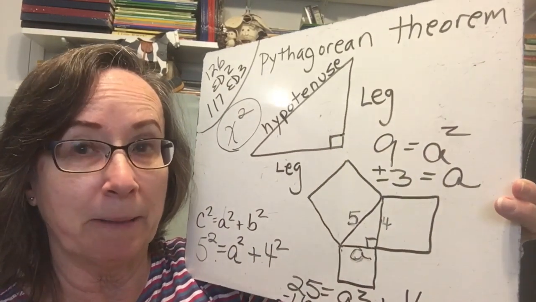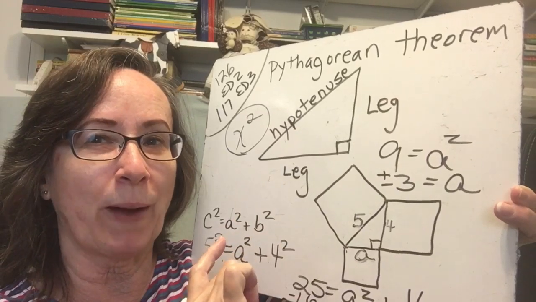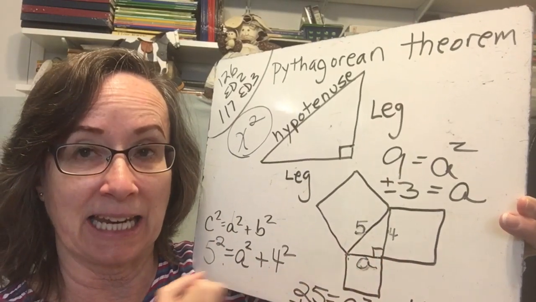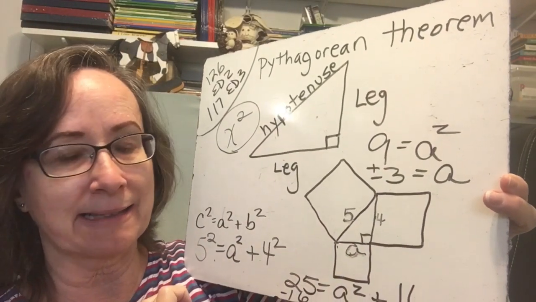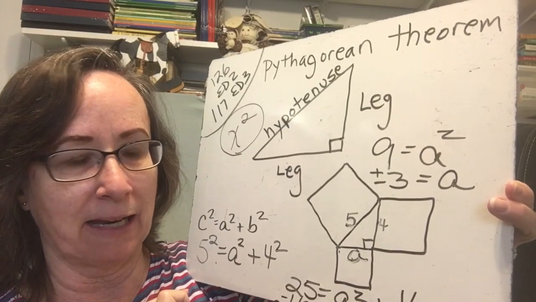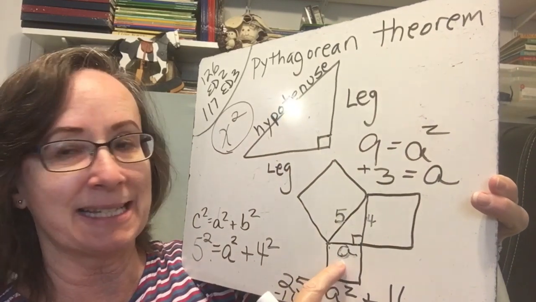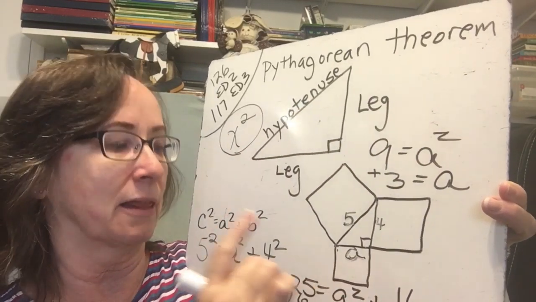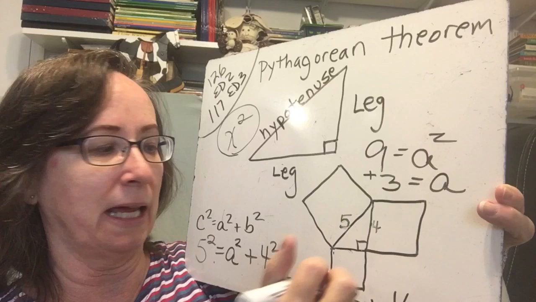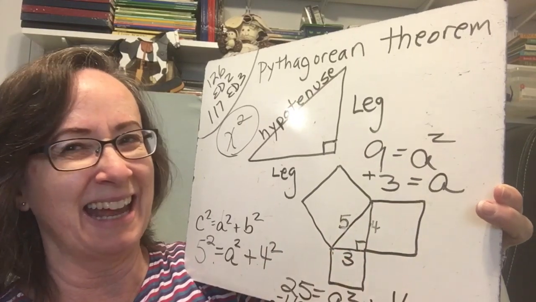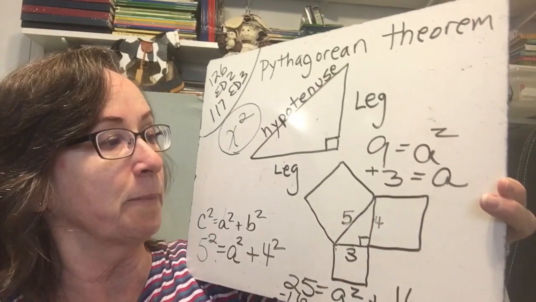But wait a minute. Because a is a side length, and side lengths cannot be negative. Therefore, we erase the negative, and we realize that that side must be 3. So a is 3, not negative 3, because a negative side makes no sense whatsoever.